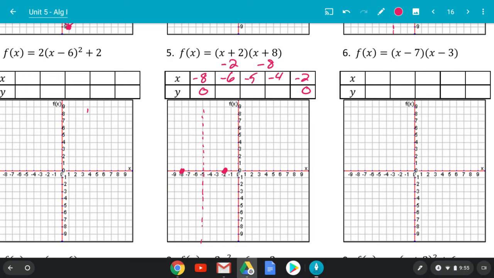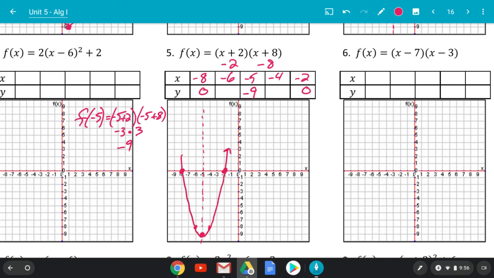So I've got to find f of -5, which is -5 plus 2 times -5 plus 8, which is -3 times 3, which is -9. Way down here. We okay with that? Instead of plugging in another number, I'm just going to use my A. What's my A? 1. Right there. It's not written because we don't have to write the 1, right? So I'm going to go up 1 over 1, up 1 over 1.